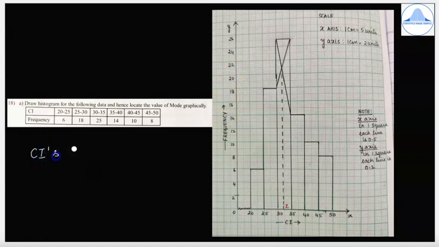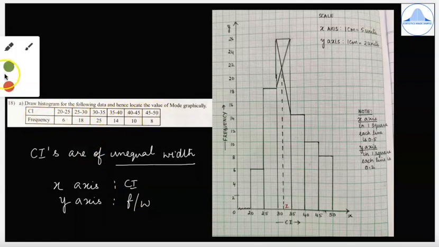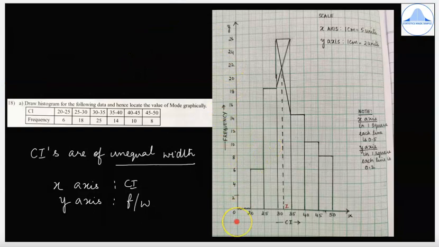Suppose the class intervals are of unequal width. So it is important that you check the problem carefully. So the class intervals are of unequal width; on the x-axis you have to take the class intervals, and on the y-axis you have to calculate the frequency densities, that is F divided by W. But in this problem, all the class intervals are of the same width, and hence what we do is we take the class intervals on the x-axis and then we take the frequencies on the y-axis.